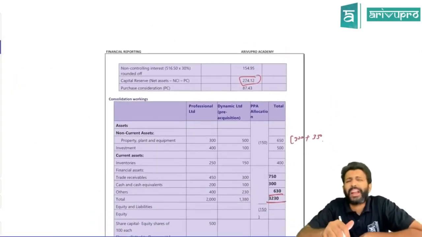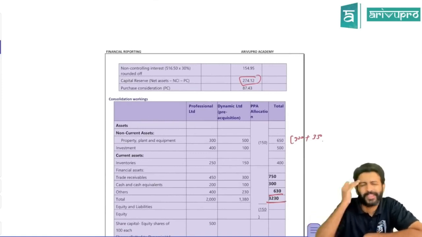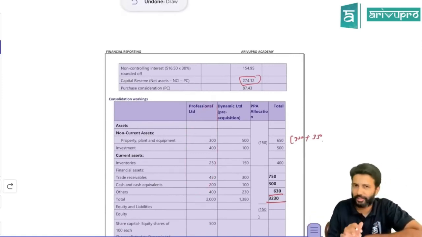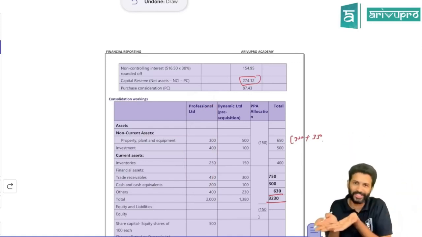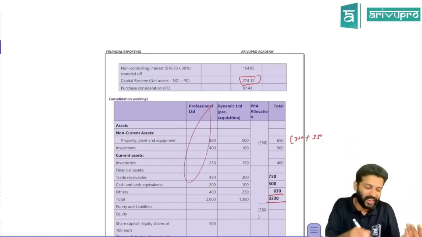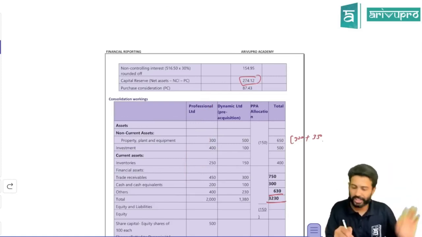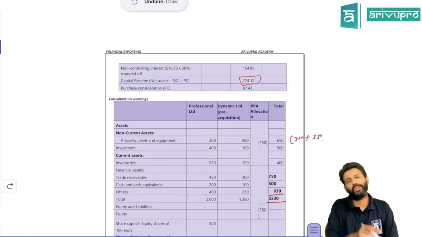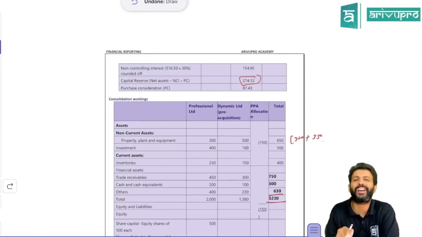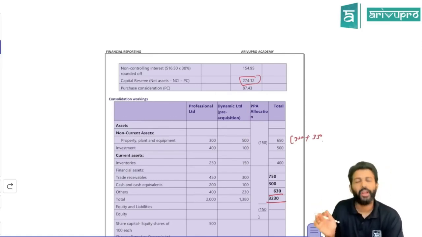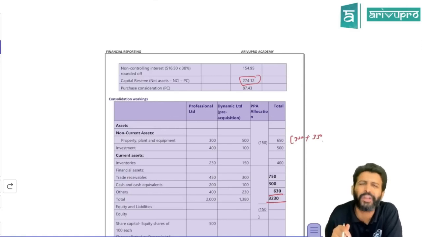Then they're asking you to prepare the balance sheet. Balance sheet is very straightforward, sir. Simple. All of Professional's data, you will keep at book value itself. Professional's assets, normal acquisition this is. So all of Professional's assets, liabilities, equity, other equity, you will take from the state balance sheet. Dynamic's data, Dynamic is a subsidiary. Subsidiary's assets and liabilities, only assets and liabilities should be taken over, not equity and other equity. But these assets and liabilities should be taken over at fair value.